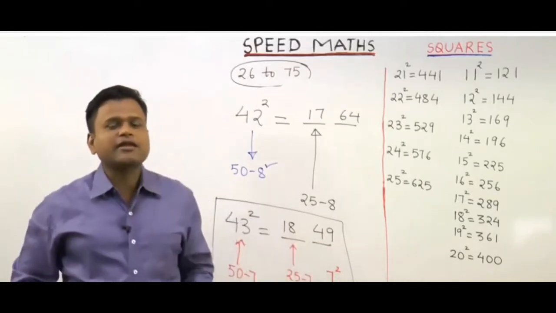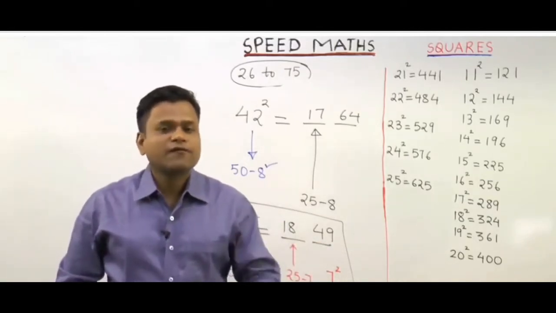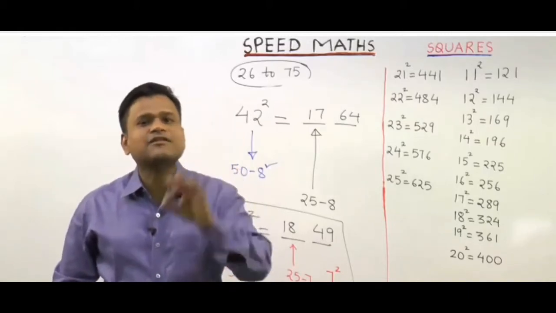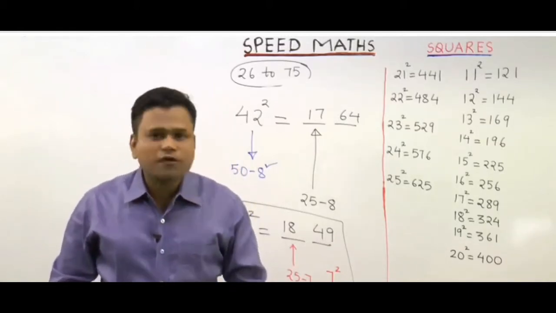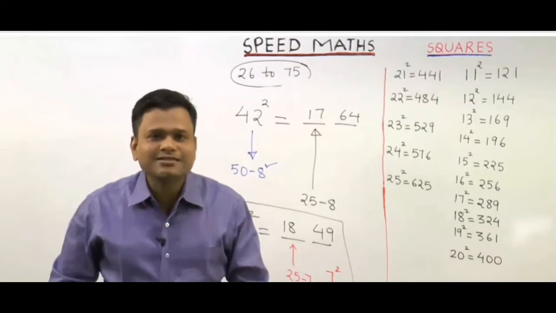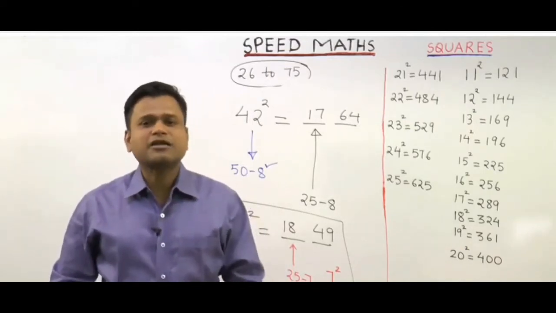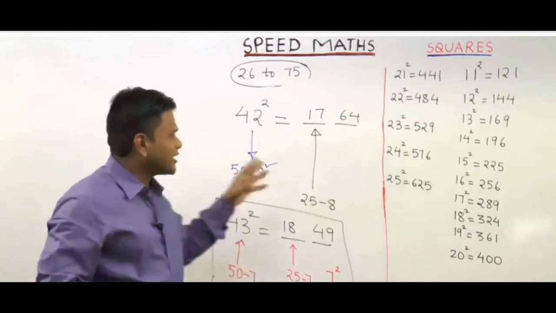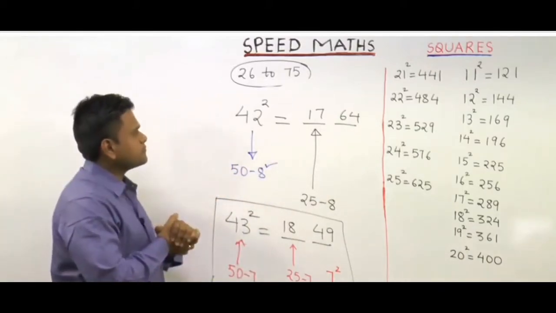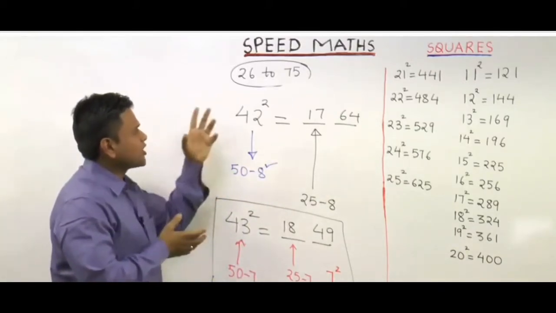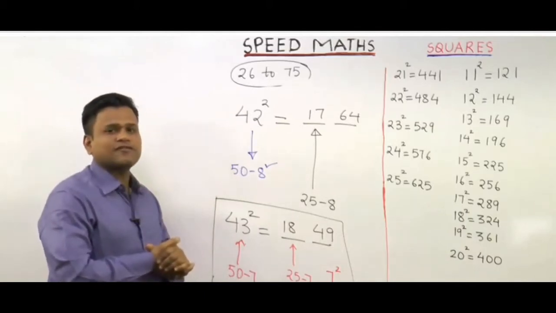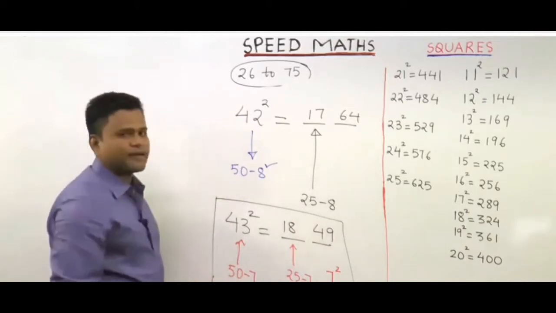So for example, I need to find out 44 squared. 44 is 6 less than 50. So my last part is not 4 squared, it is going to be 6 squared, 36. And then you solve for the first part accordingly. So that is what we have when it comes to squares of the numbers which lie in this particular range 26 to 75. And that is what we have, different approaches here.